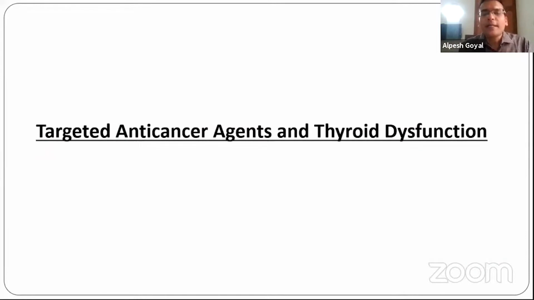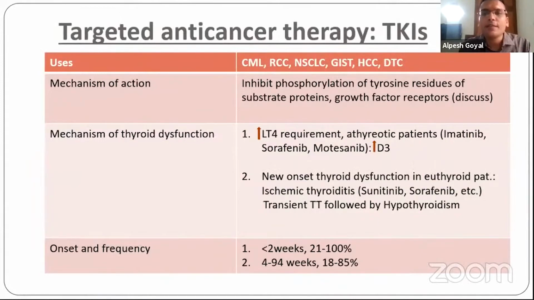So, moving on to targeted anti-cancer agents and thyroid dysfunction, I'll discuss briefly each class of agents. First, and most important, are tyrosine kinase inhibitors. We know that these agents work by inhibiting phosphorylation of tyrosine residues of various growth factor receptors such as VEGF receptor, PDGFR receptors, RET receptor, and the BCR-ABL fusion protein, and so they find use in a variety of cancers such as CML, GIST, hepatocellular carcinoma, differentiated thyroid cancers, and also medullary thyroid cancer.